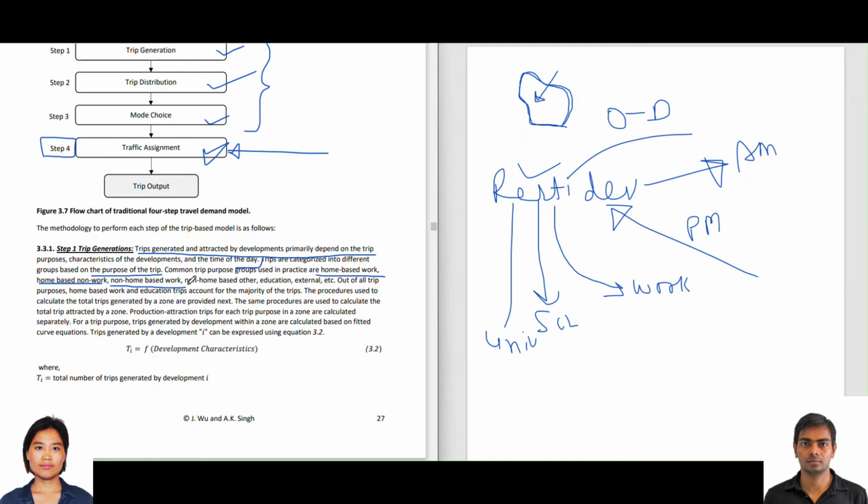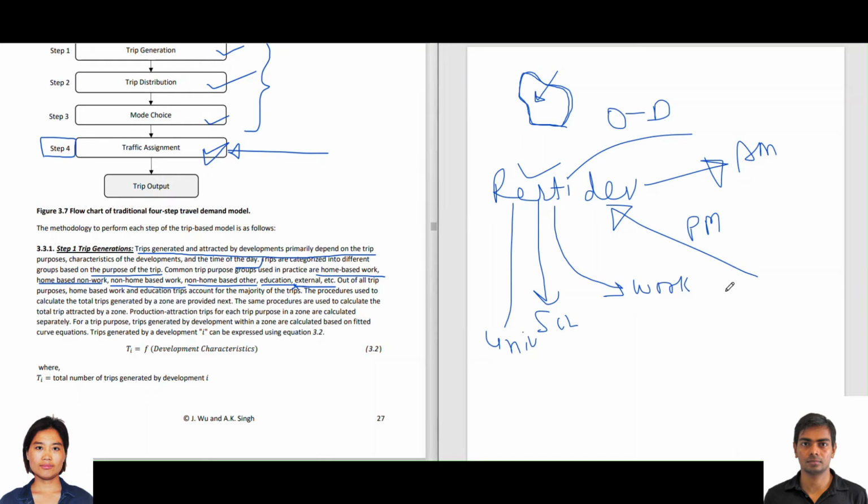Then there is non-home based other, so people who are not in the residential area and not going to a work area either. So there are some trips that fall under non-home based other. Then there is education, where students, children, even kindergarten, people go from a residential area to their place of study. And then external is another important aspect.